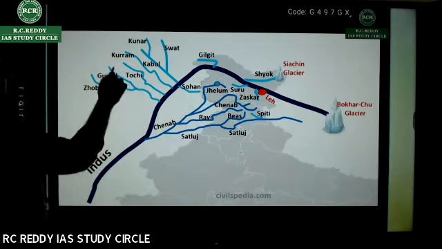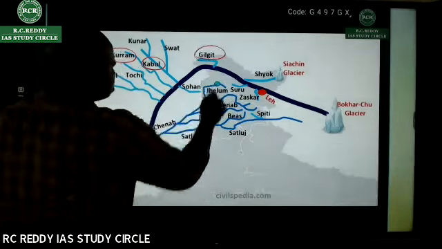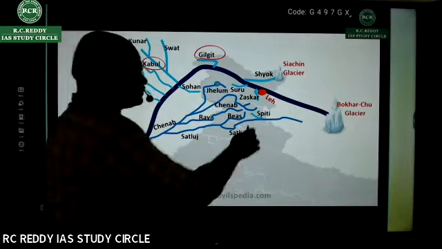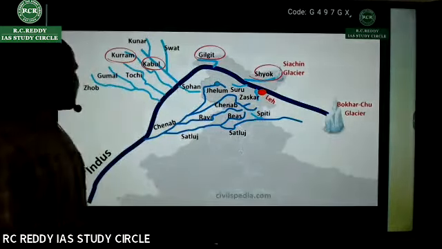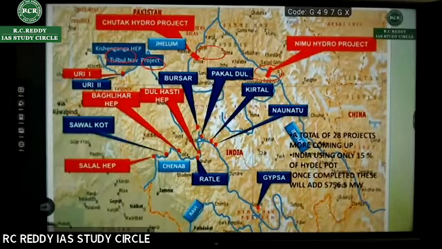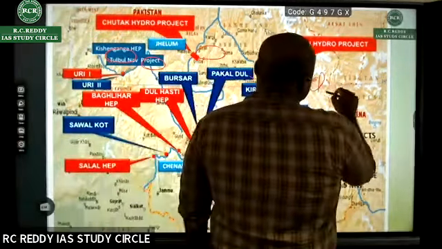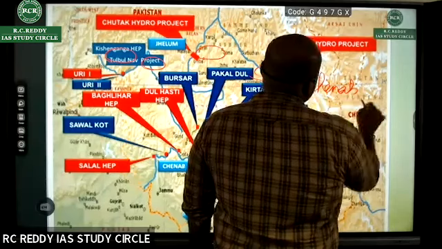Now, especially in this, remember Kurram, Kabul, Gilgit, and Shyok. Remember these tributaries; these are the tributaries of Indus: Shyok, Gilgit, Kabul, and Kurram. Baki UPSC will not ask. Anyways. Now, these are some of the important projects seen on different rivers. Especially, please have a list of projects on Chenab.